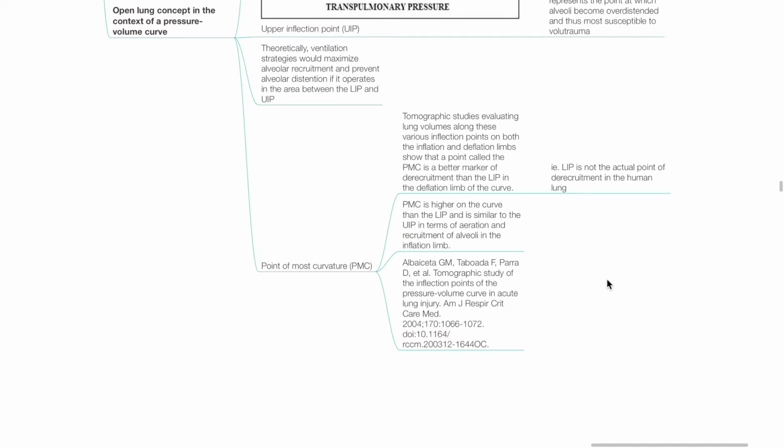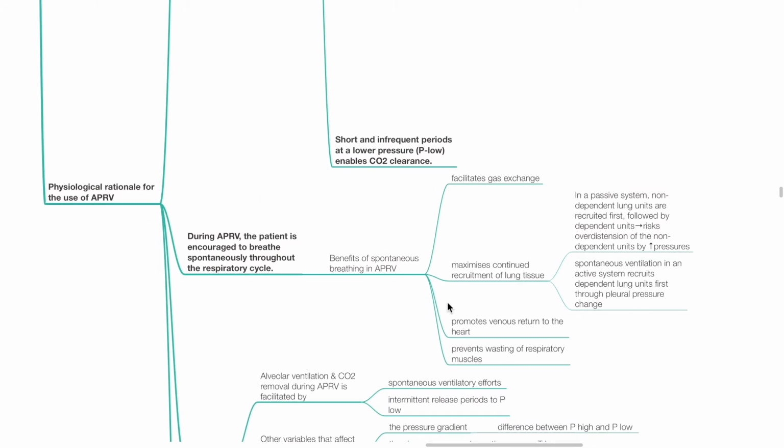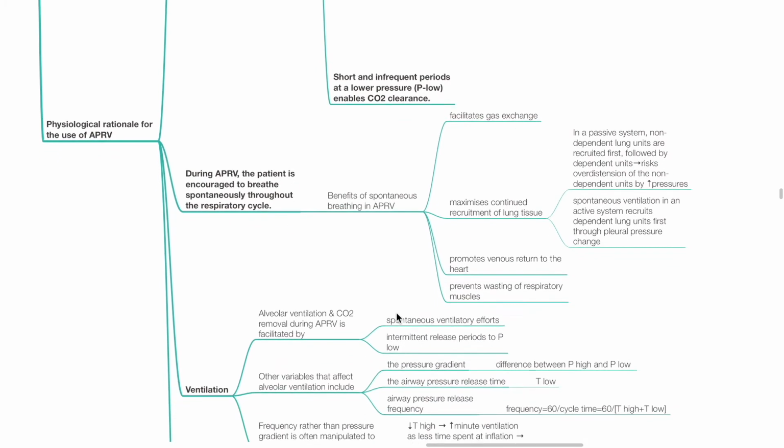LIP is not the actual point of de-recruitment in the human lung. The point of most curvature is higher on the curve than LIP and is similar to the UIP in terms of aeration and recruitment of alveoli in the inflation limb. Short and infrequent periods at a lower pressure enables CO2 clearance.